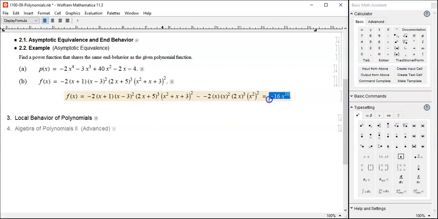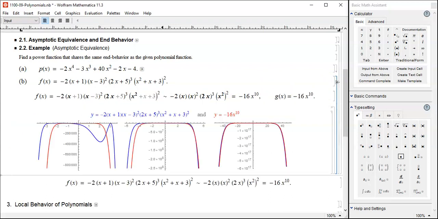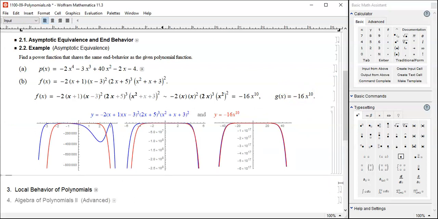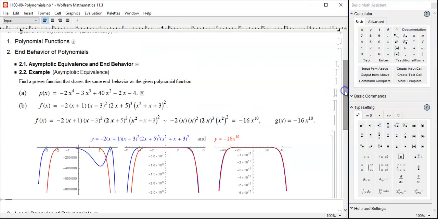And this one is pretty simple. It's a power function, even power times a negative number. So this is going to be upside-down U-shaped. Let's see. Yes, indeed. So that's how you can get the power function that shares the same end behavior as the original polynomial function.